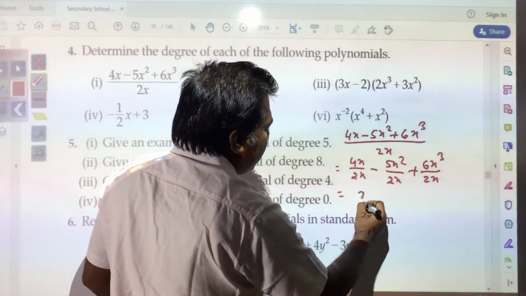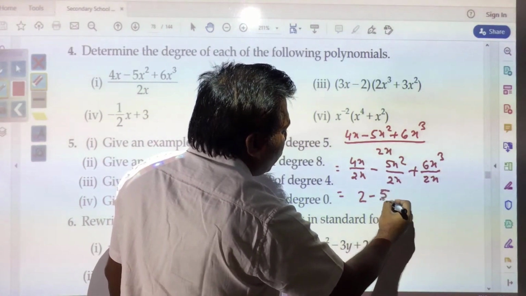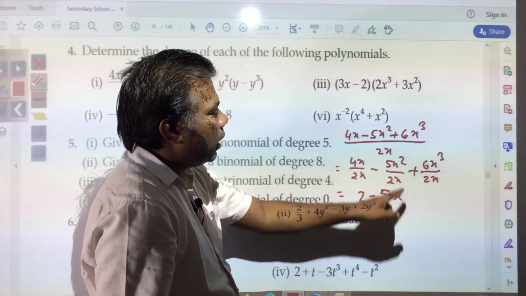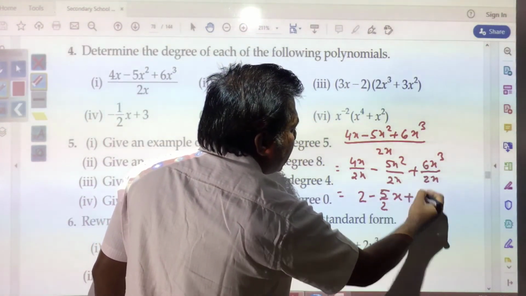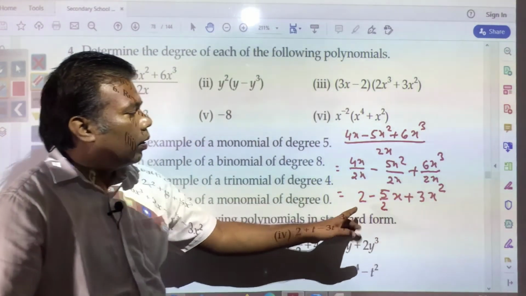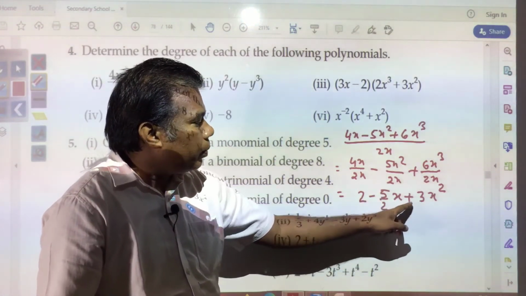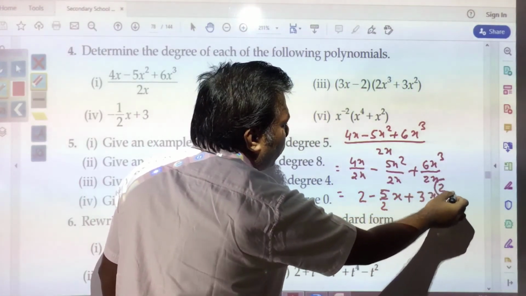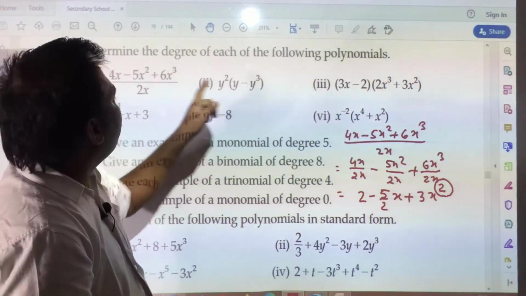So, you will get simply 2 minus 5 by 2 x. Here x square has been cancelled, plus 2 3 is 6, 3 x square. So, after simplification you have got 2 minus 5 by 2 x plus 3 x square, and maximum power is what? 2. So, here what you need to find out, determine the degree of each of the following polynomials.